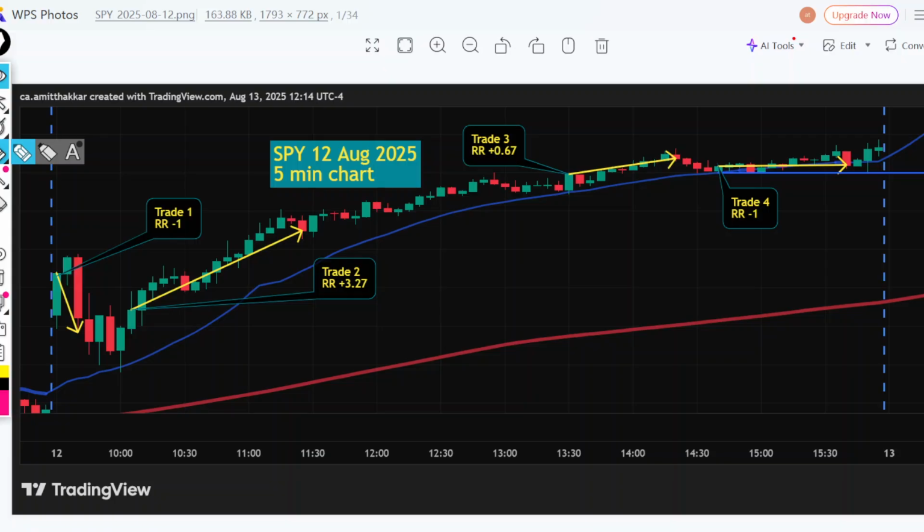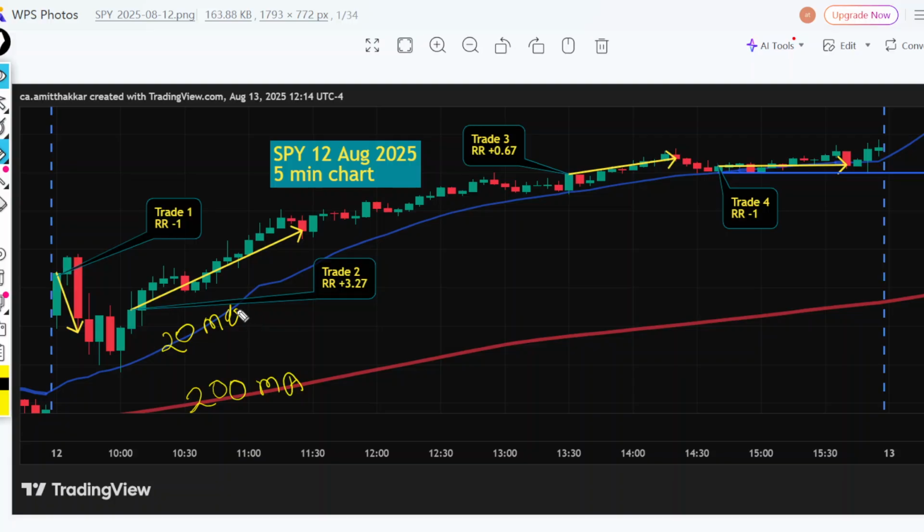Today we are going to analyze the SPY chart on 12th August 2025, which is mentioned here. If you can see the date on the bottom left corner, it is the 12th August. Now, there are two moving averages. The red color is the 200-day moving average, and the blue color is the 20-period moving average.